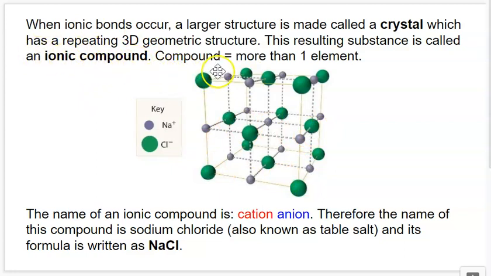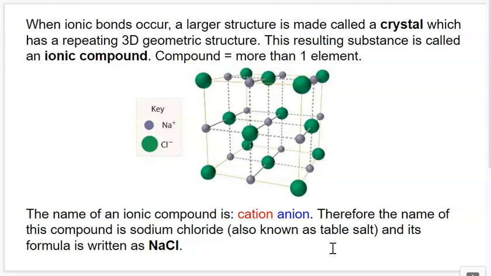And note that the word compound always means that you have more than one element. So you can't have a compound with only one type of element. And when we name this ionic compound, we always name the cation and then the anion. So the name of this compound is going to be known as sodium chloride. Note that we don't change the name of the cation, only the name of the anion. And it's always cation first, anion second. And this is what you might know as table salt, the salt you put on your food.